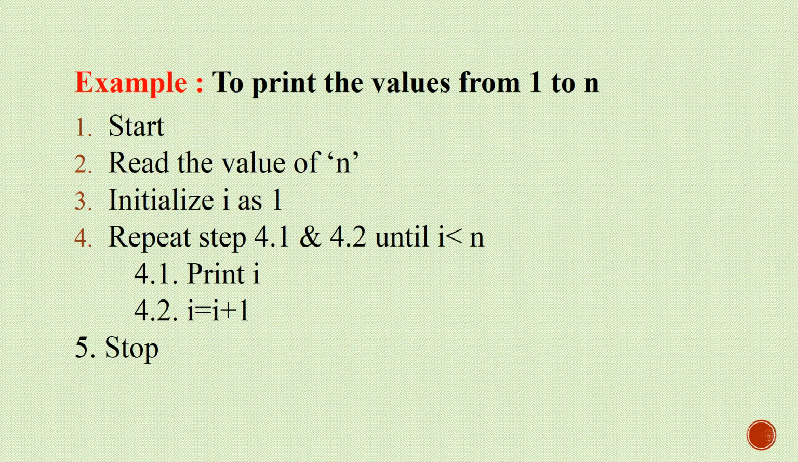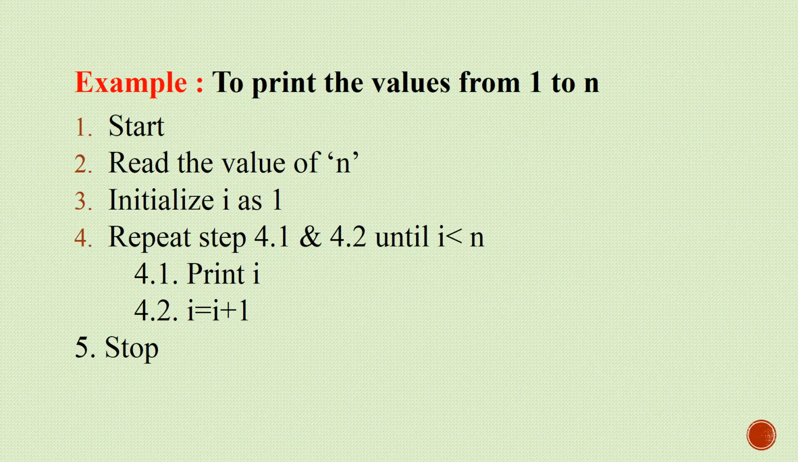So let's look at an example for this. Now here you are asked to print values 1 to n. So n could be 5, n could be 10. If n is 5, then 1, 2, 3, 4, 5 it has to print. If n is 10, 1, 2, 3, 4, 5 up to 10. So step number 1, start. Step number 2, read the value of n. It could be 3. Then it prints 1, 2, 3. So that's our problem. The problem has to be clearly defined and understood before an algorithm is written.